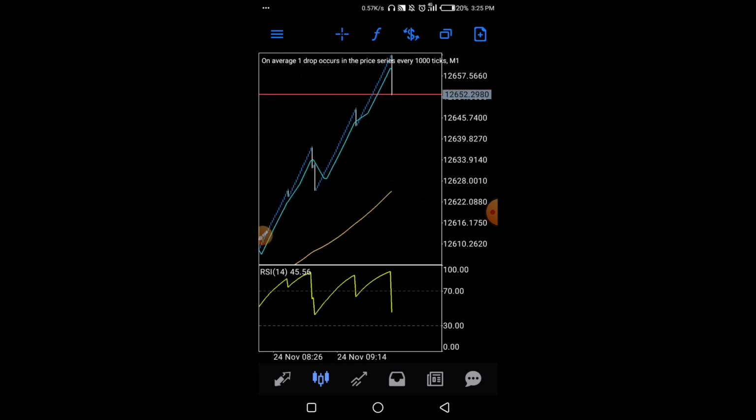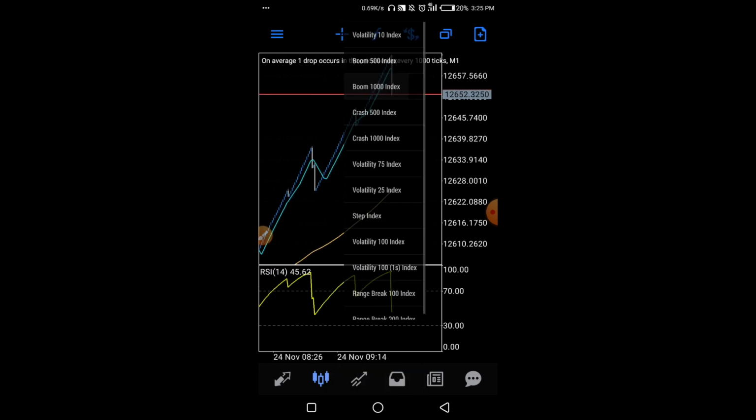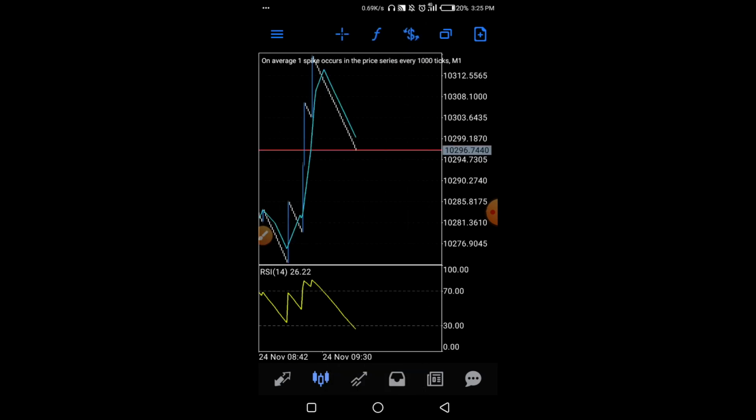First, let's go to Boom 1000. I'll show you how to catch spikes in Boom 1000. The first step is always to watch the RSI. If RSI is below the 30 level, that means the market is oversold in Boom 1000. That means there will be spikes soon. But as soon as RSI goes to 30, it doesn't mean that there will be a spike. There might not be spikes.